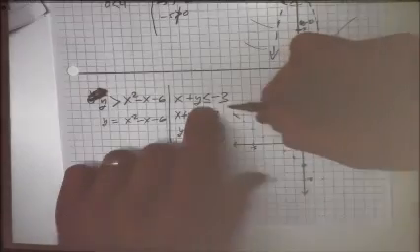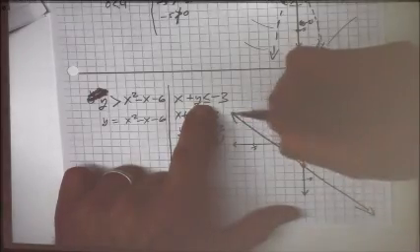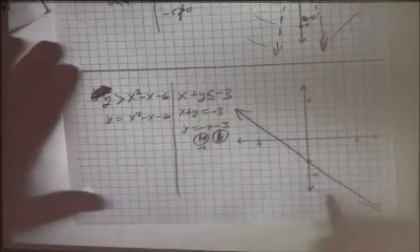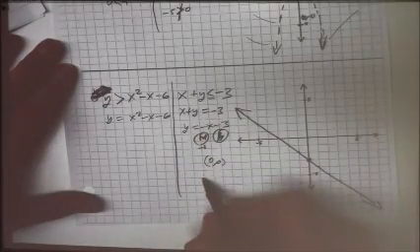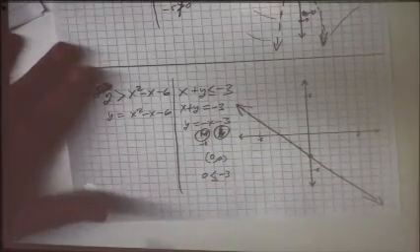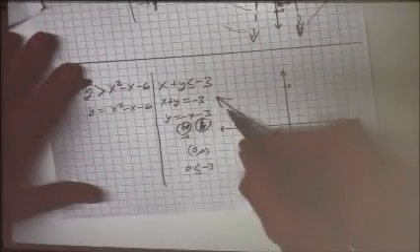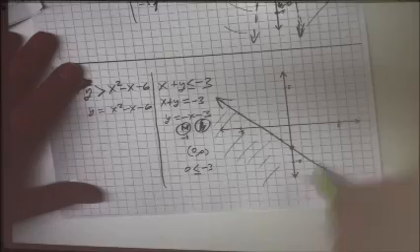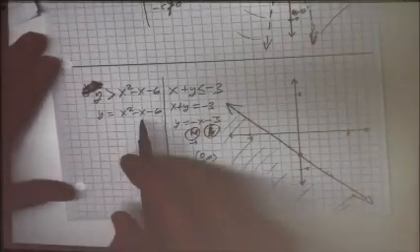Let's see, that's a solid line. Where do I shade? So let's use 0, 0. 0 plus 0 is 0, less than or equal to -3. 0 is not less than -3, not in this math class. So that means we're shading over here. I don't know where exactly it'll end up being, but okay.